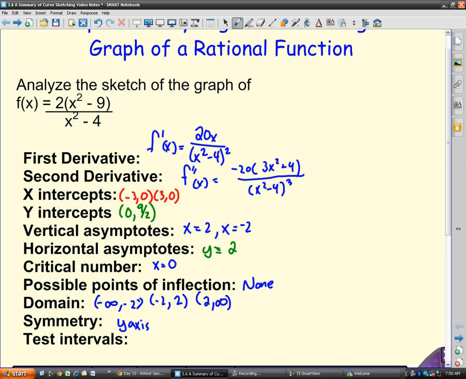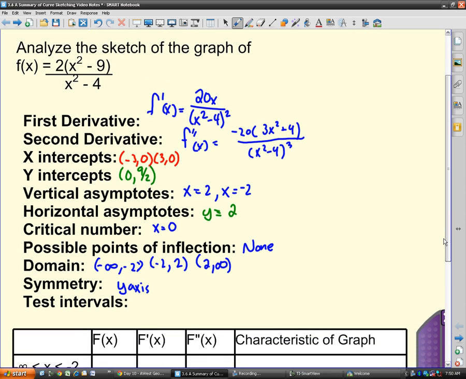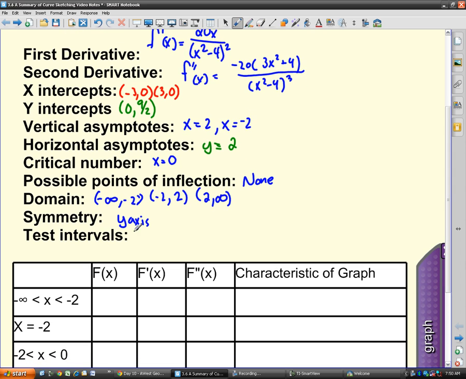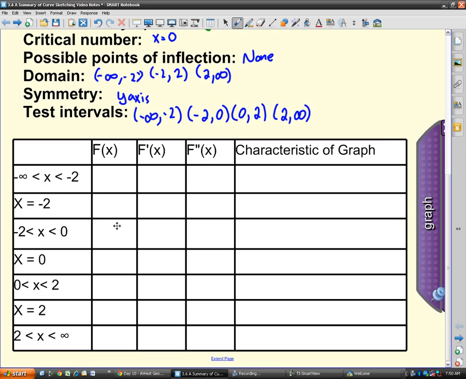Our test intervals are going to be everything, including our critical numbers and points of inflection. So it's going to be negative infinity to negative 2, negative 2 to 0, 0 to positive 2, and then 2 to infinity. I set up this neat little table down here to see what's going on. You can see all my intervals, and I'm even putting in these points to find out what's happening at those particular points.